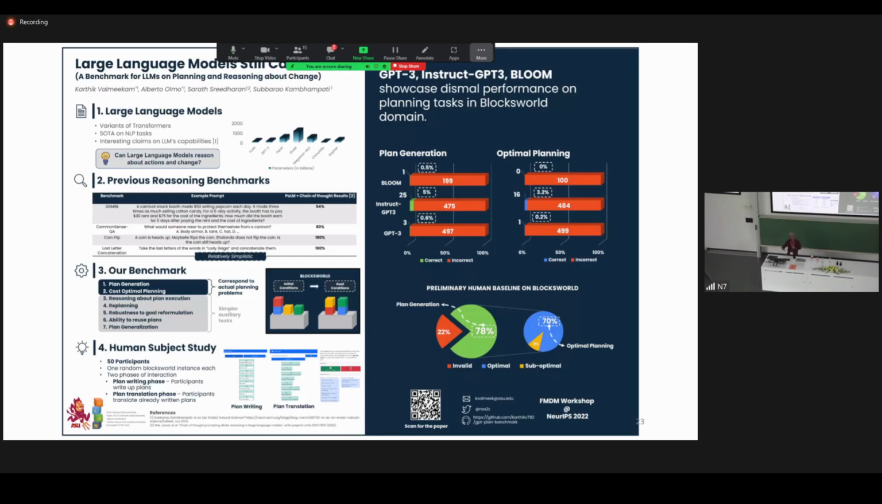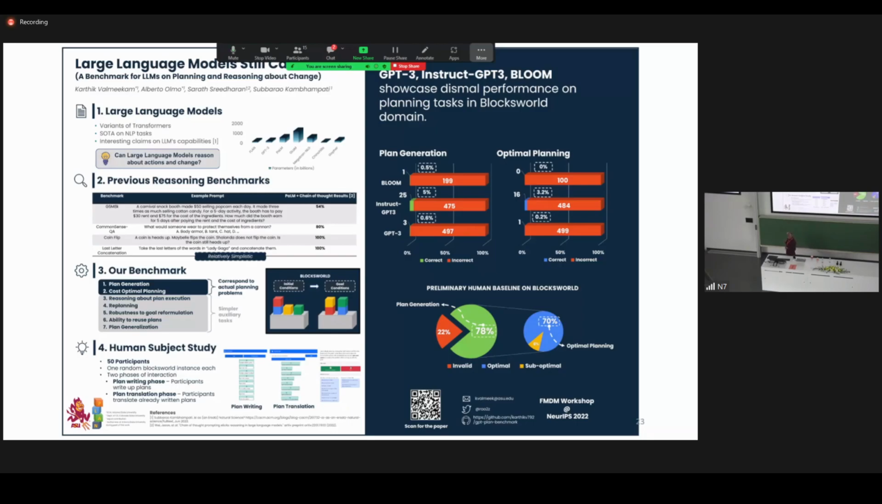If you do that, it's called K-shot learning. If you don't give any example, then it's just 0-shot learning. That's the terminology that's used. So we tried both of those, and we essentially found that it actually doesn't perform planning at all, in the sense that it's extremely bad at generating correct plans.